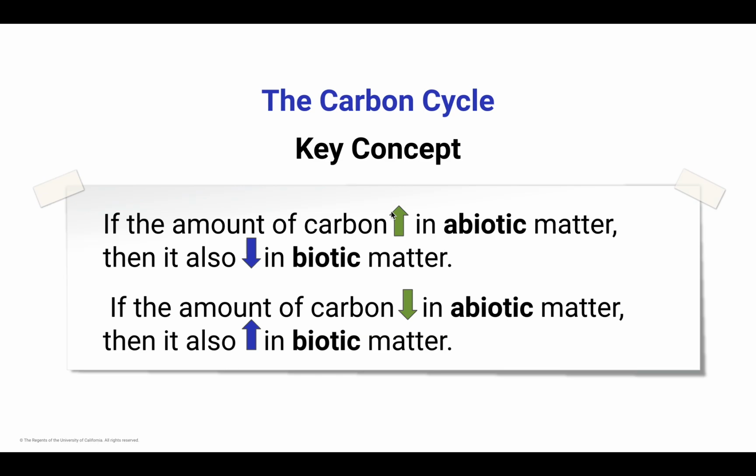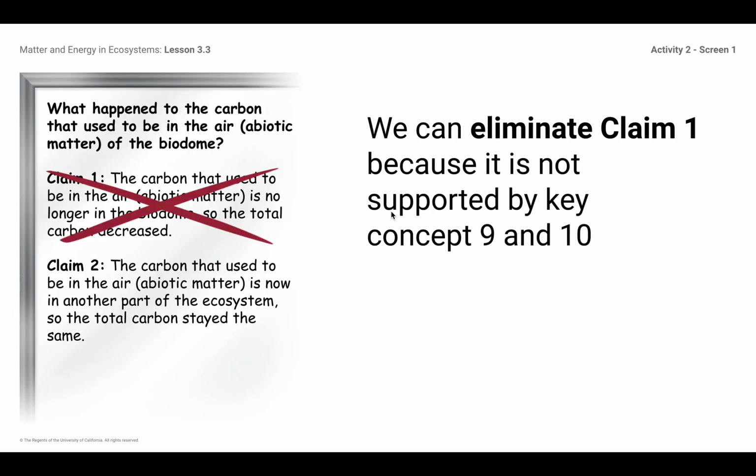You'll see that. Okay? All right, so obviously we can eliminate claim number 1 because it is not supported by key concepts number 9 and 10. And so claim number 2 is the claim that we're going to argue: that the carbon used to be in the air in the biodome, but now it's in another part of the ecosystem.